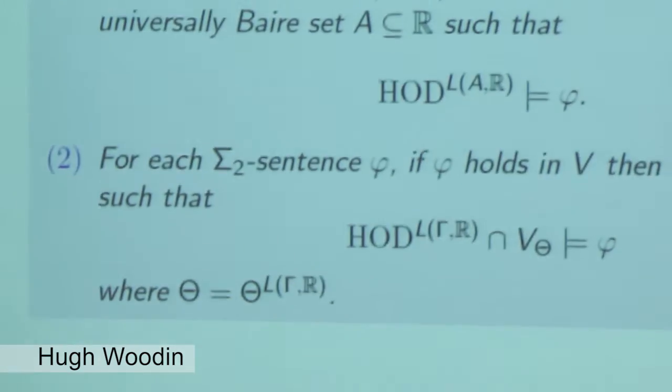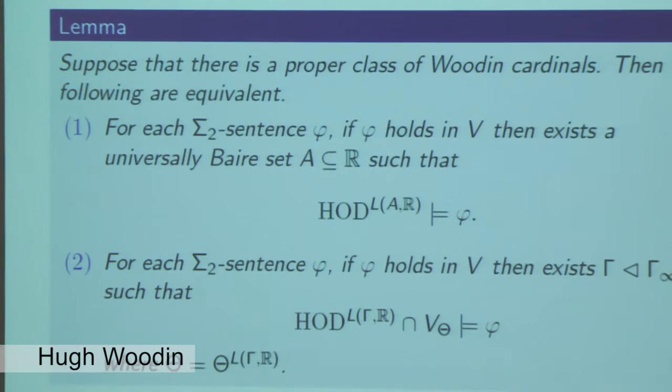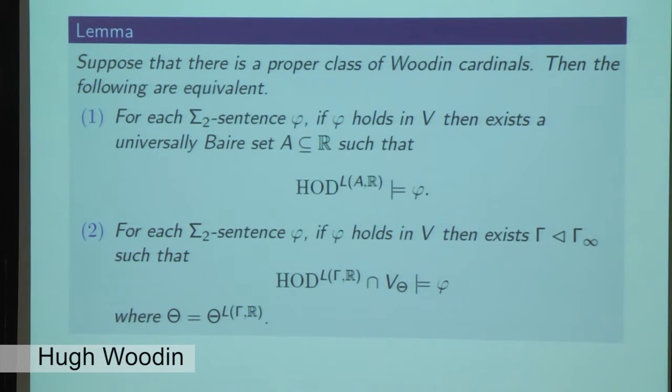Okay, so this has a corollary, and this answers that sigma 2 question. Suppose you have a proper class of Woodin cardinals and the following are equivalent. First, for every sigma 2 sentence, you can reflect it into the Hod of L(A, R) for some universally bare set A. And the second statement is, for every sigma 2 sentence, if it holds in V, you can reflect it into the Hod cut at theta of some L(gamma, R).